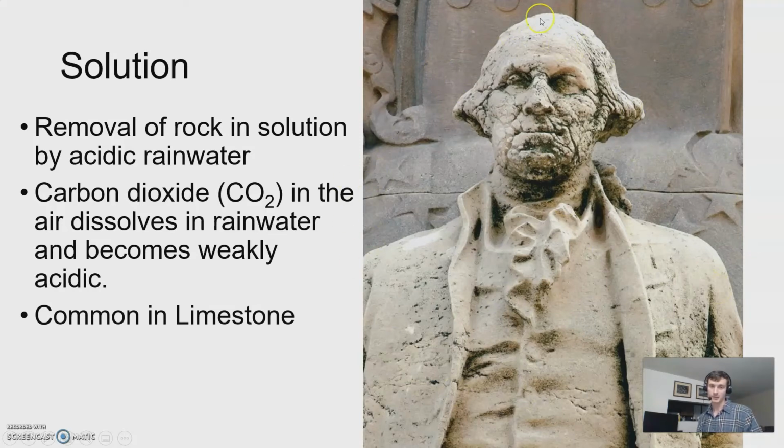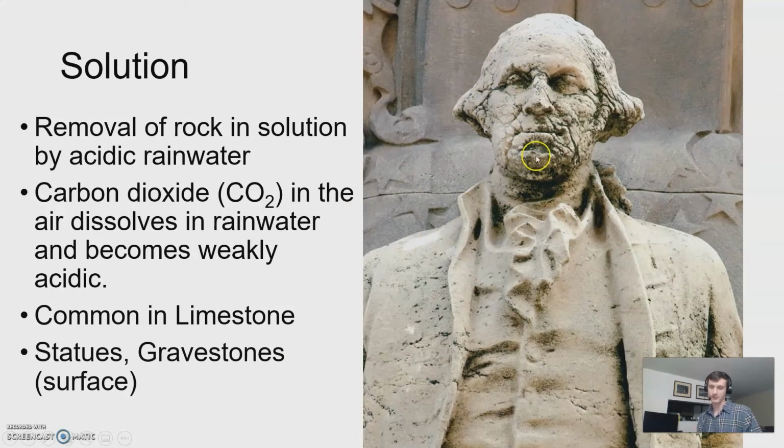So this is, well, likely a limestone statue here, which we have seen exposed to rain many times. Over time, we can see that it has dissolved, it has etched and taken little pieces of the statue away. See this? Statues, sometimes gravestones, which are made of limestone, around the surface, taking these things off.